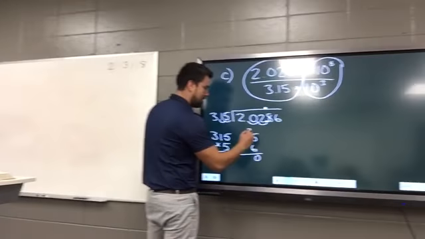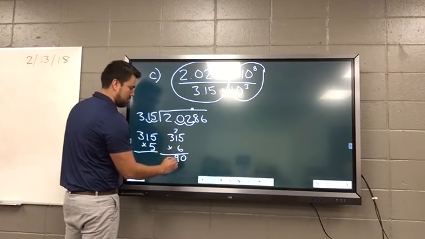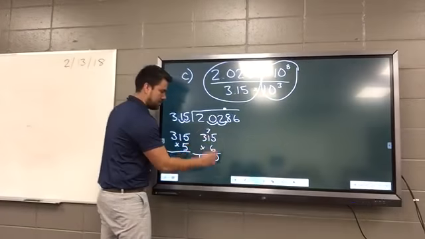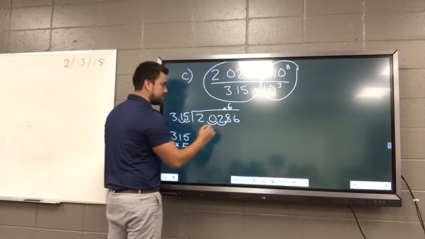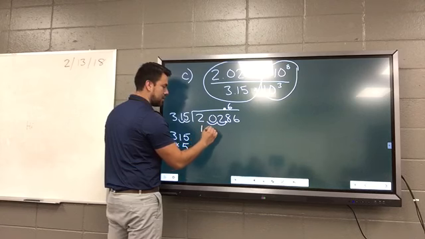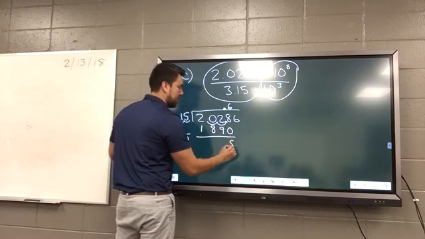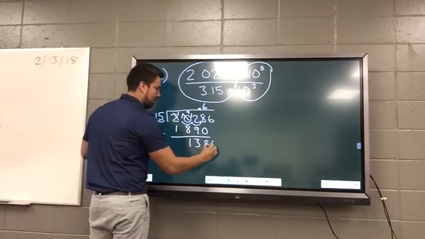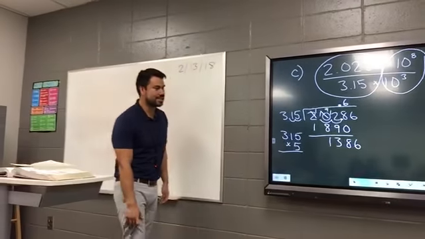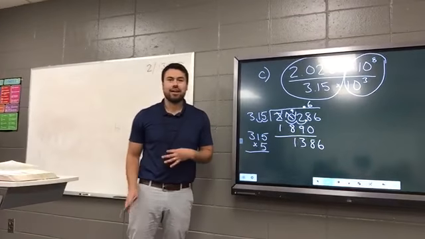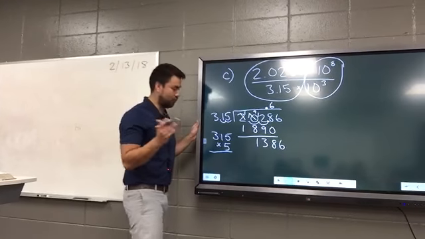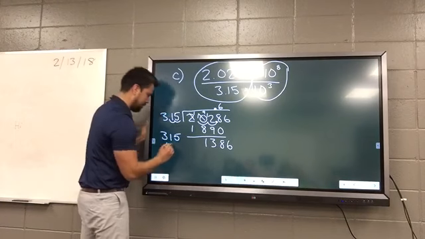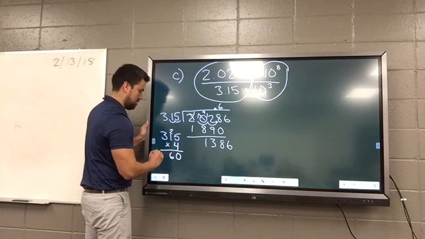5 is 1575. Okay. Ooh, which one is it? 6. So 6 times, and that was 1890? 1890. So 8, we're going to borrow. Be careful when you're borrowing. Uh-oh. 315 goes into 1386. 4 times. 4 times is a good guess. So I'll go here. 1260.